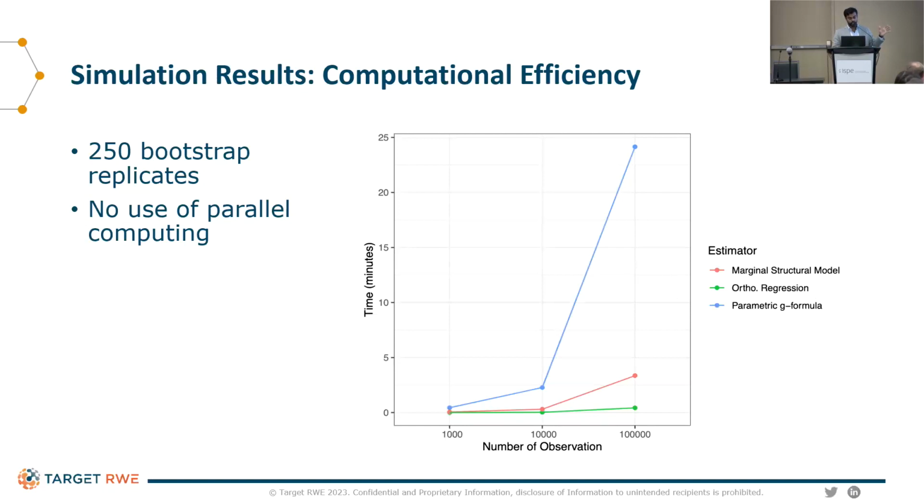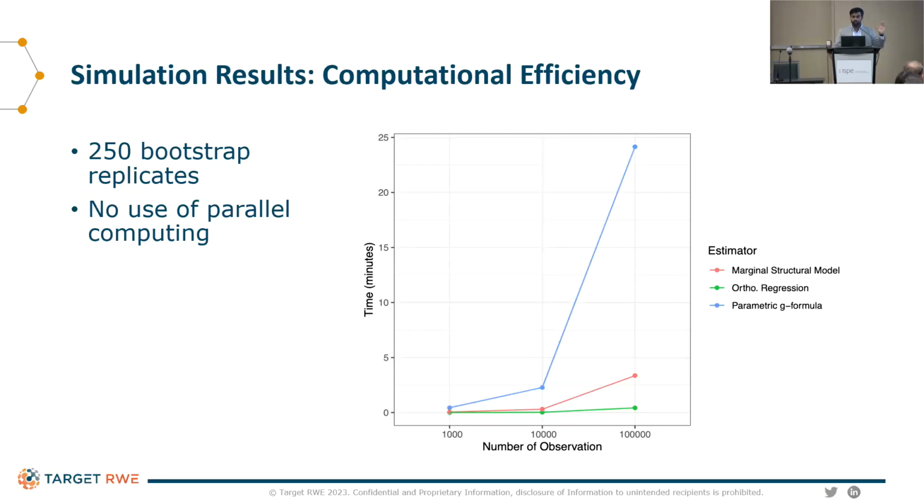So we did some benchmarking, comparing these 3 estimators. Same simulation setup as before. I request 250 bootstrap replicates for all 3 methods, and I don't make any use of parallel computation because that complicates the benchmarking. And I vary the number of observations from 1,000 to 10,000 to 100,000.